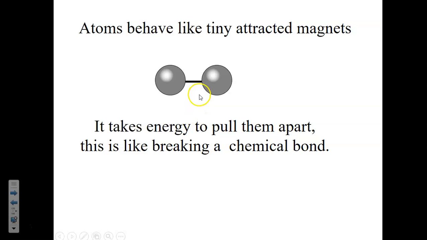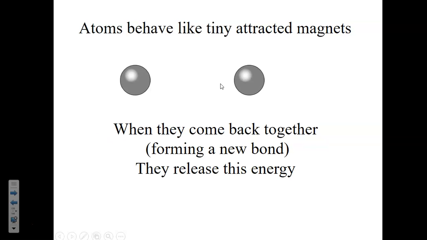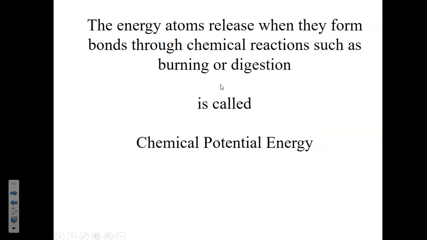So we can think of atoms as behaving a little bit like tiny magnets in a rough way. It takes energy to pull them apart, and when they form new bonds, when they get closer to each other, that energy gets converted to heat. The energy that's released from chemical bonds through chemical reactions, we're going to call chemical potential energy. We're going to keep this simple: it's the energy released through burning or digestion. So when you burn something or eat something, that energy is chemical potential energy.